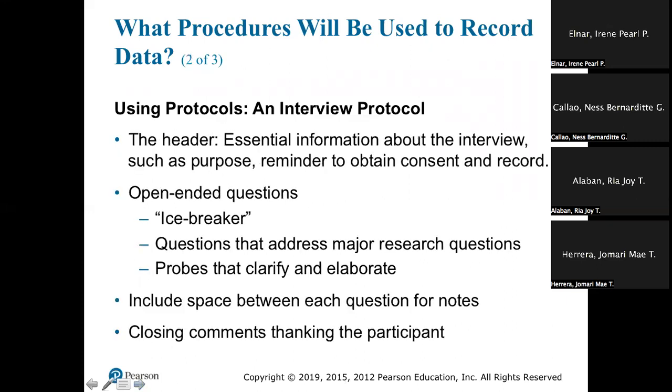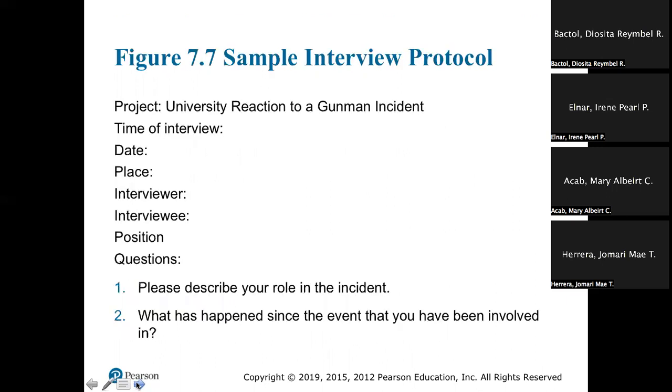Continuation, Ria Joy Alaban, for using protocols. Okay, so the header has essential information about the interview, such as purpose and a reminder to obtain consent and record. Next are open-ended questions, which include an icebreaker, questions that address major research questions, and probes that clarify and elaborate. Next, include space between each question for notes, and the last one is closing comments, thanking the participant. Okay, thank you very much.